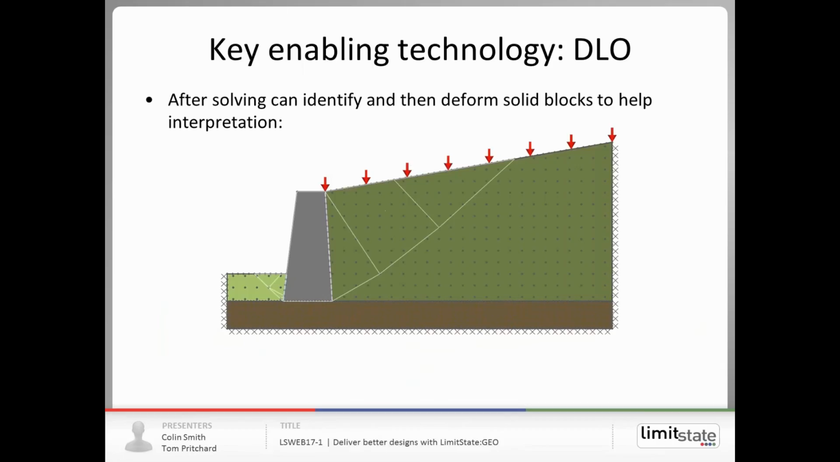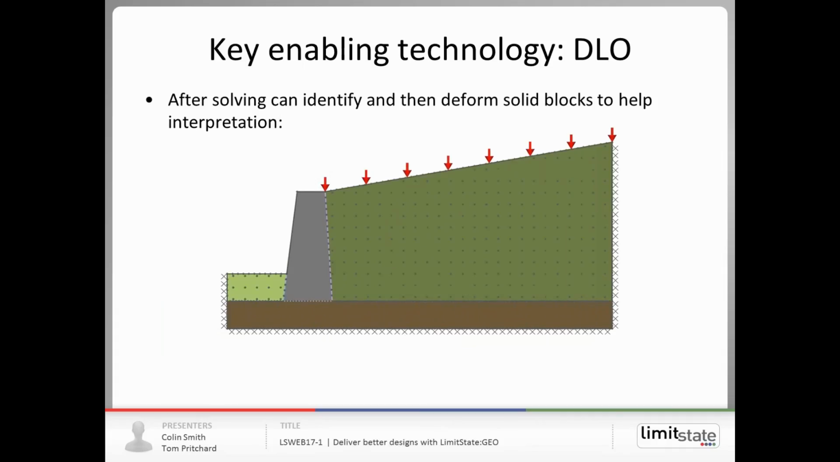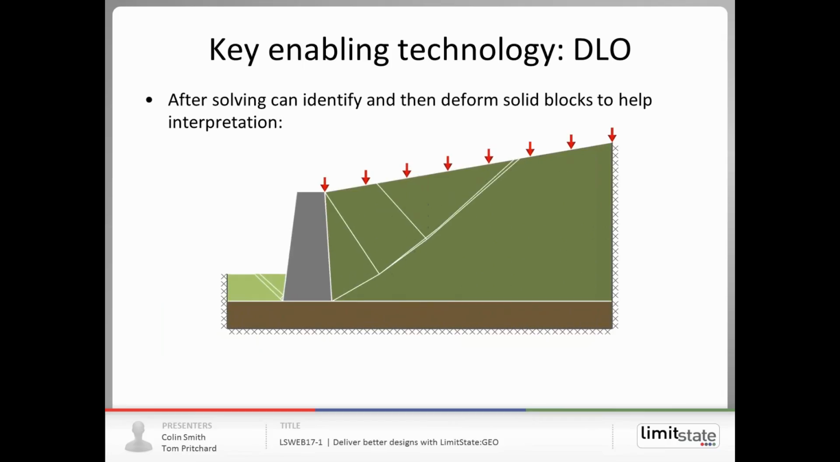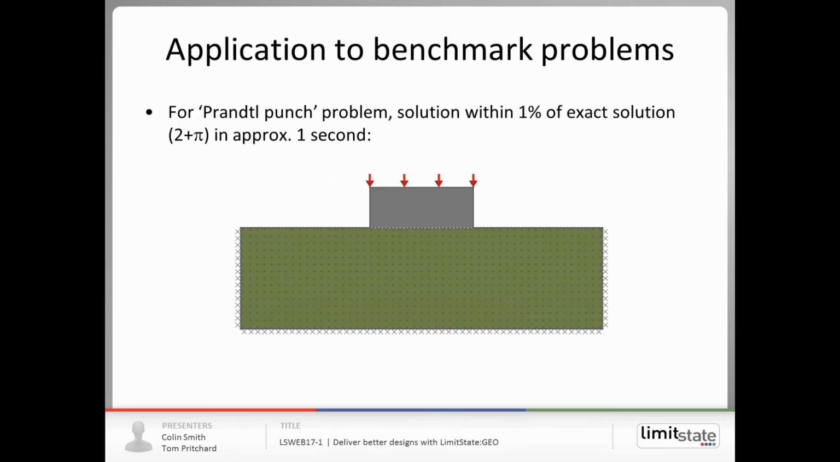Then what the software does, once it's found those critical slip lines, is put those together to identify solid blocks and then animate those to assist in the interpretation of the model and what sort of collapse is going on.